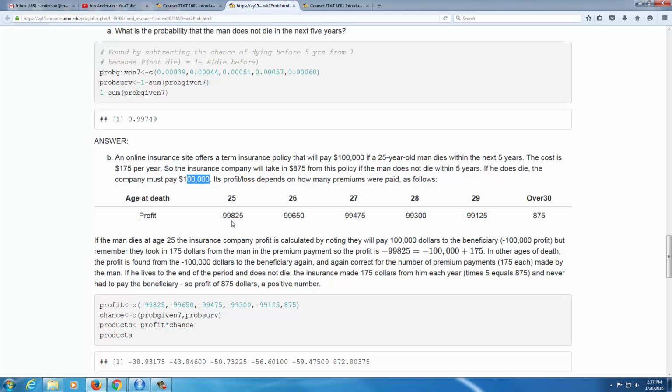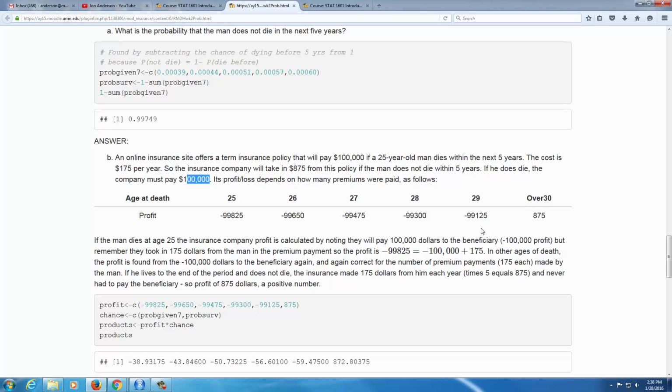The next year, if he dies, they again lose $100,000 to the beneficiary, but they will have taken in 2 premiums, one premium for the previous year and one premium for the year where he dies. And so that gives a profit that is also a negative number, but a little bit different, negative $99,650. And that's where all these negative 99,000 things come from.